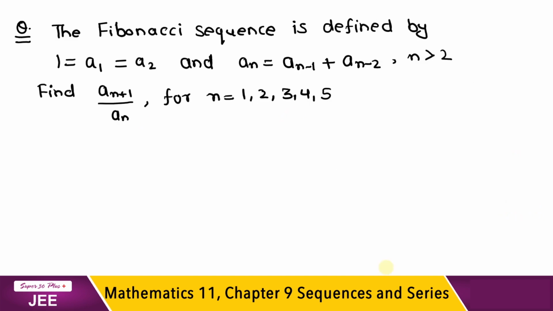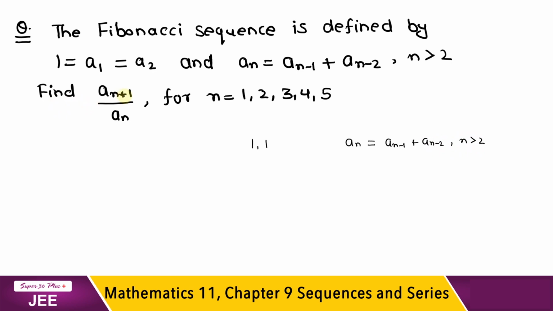Next problem says the Fibonacci sequence. Now this is a very famous sequence called the Fibonacci sequence, and this is defined by a1 and a2 equal to 1. So the first 2 terms of this sequence are equal to 1 and an is given by an minus 1 plus an minus 2 where n is greater than 2. So the general term of this sequence is an equals an minus 1 plus an minus 2 where n is greater than 2.